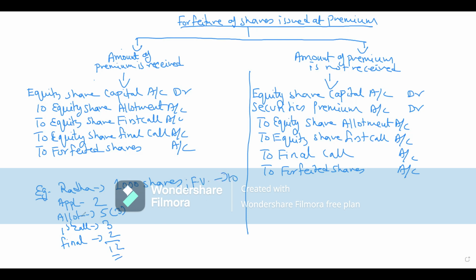Now, Radha is a shareholder who was holding how many shares? 1,000 shares. Radha does not pay allotment money, and also does not pay first call and final call. Now, my question to you is, did the company receive the premium or did the company not receive the premium? Sir, they didn't receive the premium. They did not receive the premium because premium is associated with which call? Allotment. And Radha, holder of 1,000 shares, did not pay on allotment, first call and final call. That means when Radha did not pay the allotment money, automatically the premium money was not paid. So in this case, this is the forfeiture journal entry. Am I clear, students? Yes, sir.